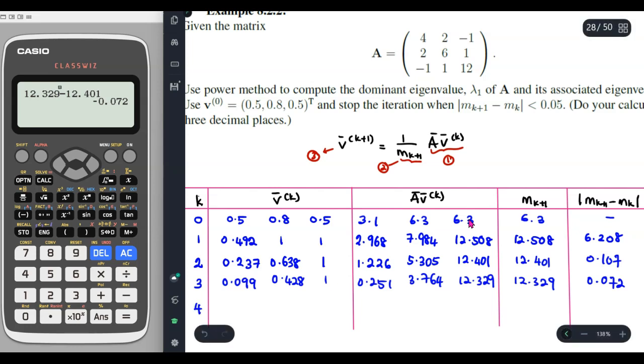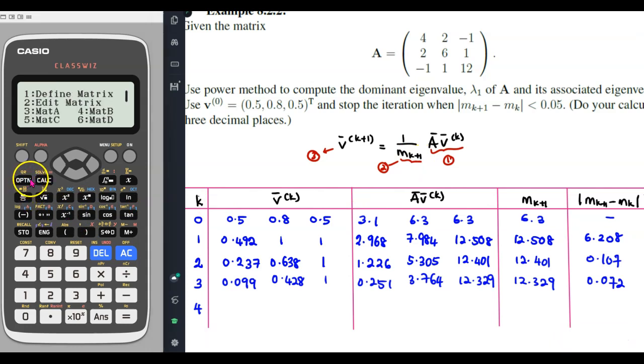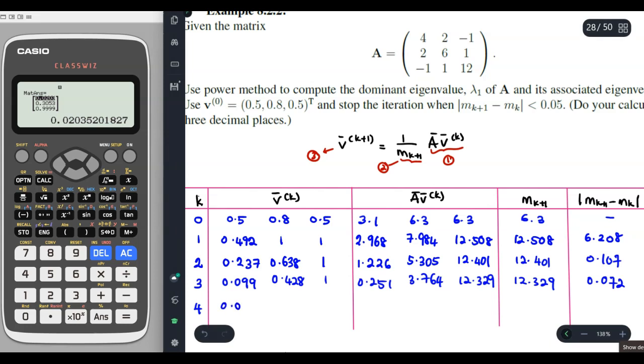So which is supposed to be in the next row. Now vk plus 1 is Avk, which is basically your latest mat answer in your calculator. Even though you cannot see it here, it is still there. Mat answer is still there, divided by mk plus 1. So you just call the mat answer, 1, and divide by 12.329. So you have a new mat answer. That would be your current v. Then you have 0.020. So 0.02. Next element is 0.305. And lastly 1.